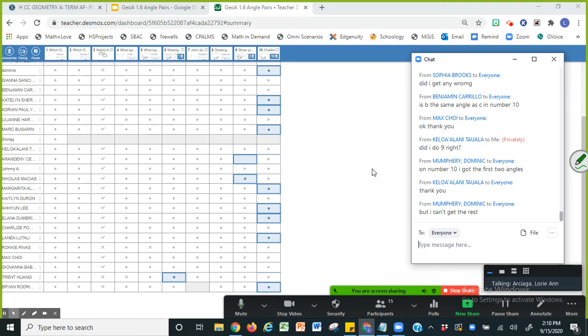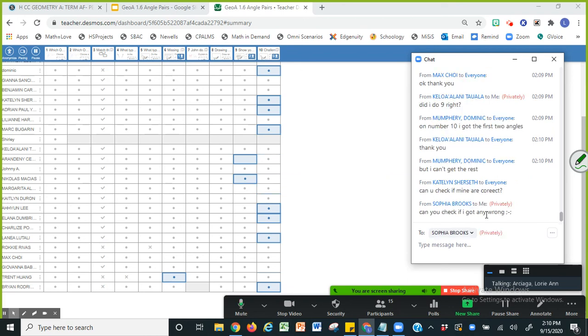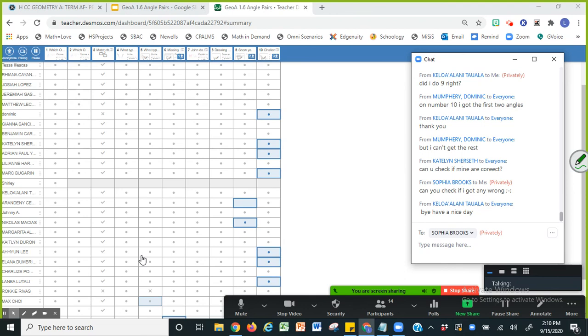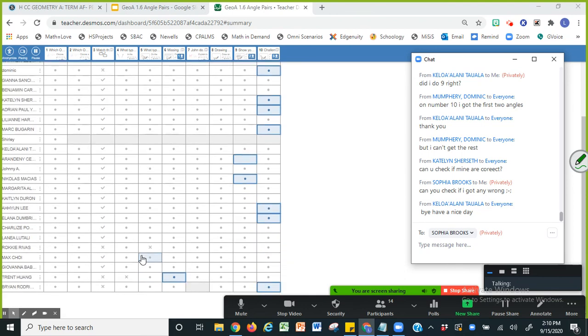For the remaining angle, Dominic, you solve the triangle. You add up all the angles of the triangle, and then find the missing one. You know, in the triangle, they all add up to 180.